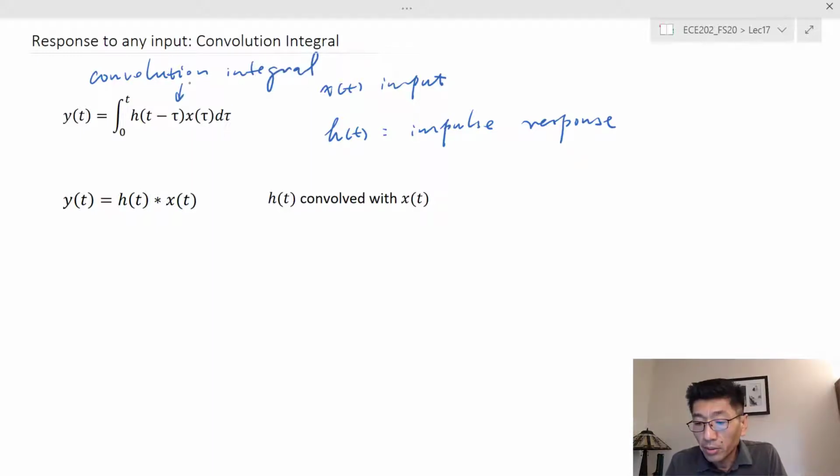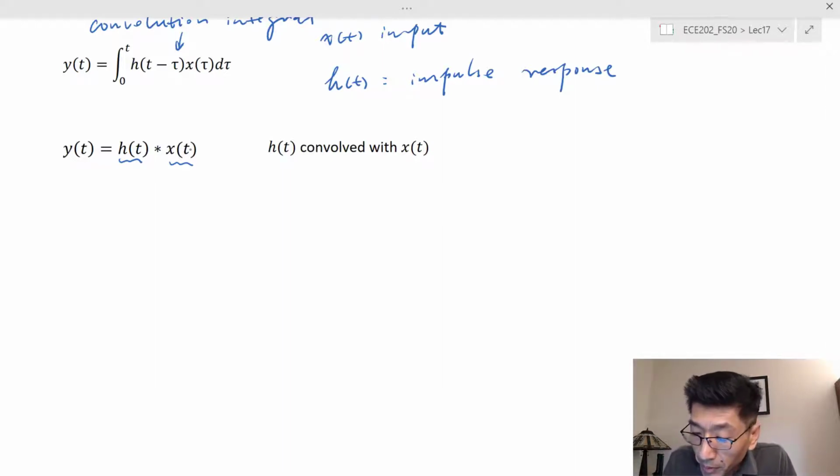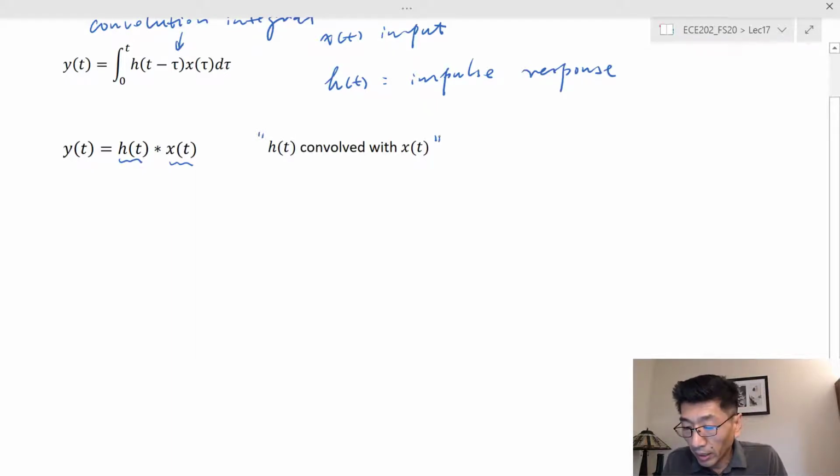And in this integral, you replace h(t) by h(t minus tau) and x(tau), and you integrate with respect to tau. Okay, and so the first clip will look at why this is correct. Then there's a shorthand notation for this: h(t) asterisk x(t). This is not multiplication. Instead, this means h(t) convolved with x(t). Okay, so let's see why this is correct.